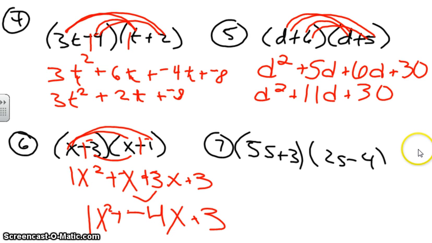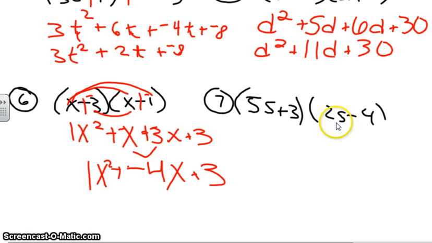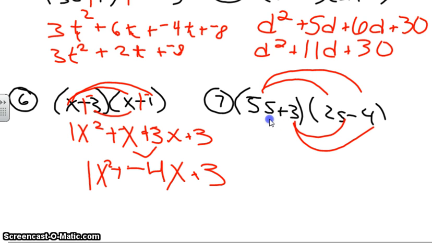Okay, this one's a little more challenging because we have coefficients in front of both variables. See that? 5s plus 3 and 2s minus 4. We have a positive and a negative. If this was 5s plus 3s, what would you do? You would add it. They are like terms. You would have 8s, and you would just distribute. Okay, so I'm sorry if my writing is not legible.